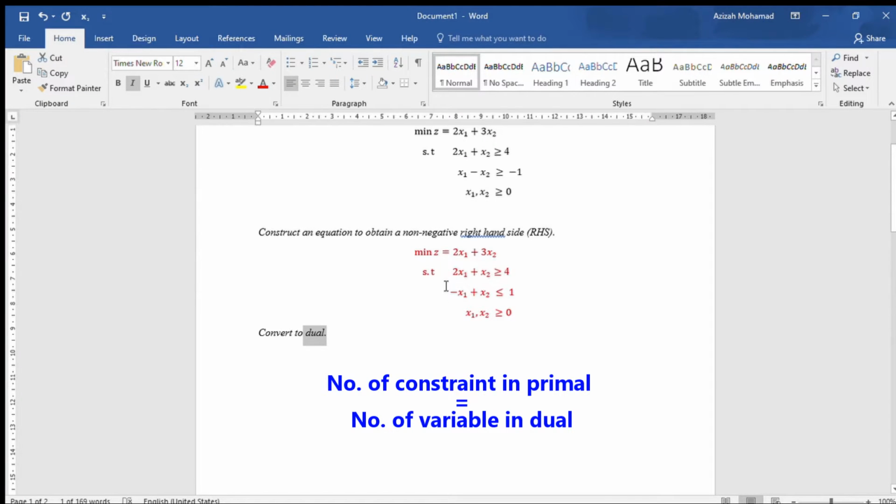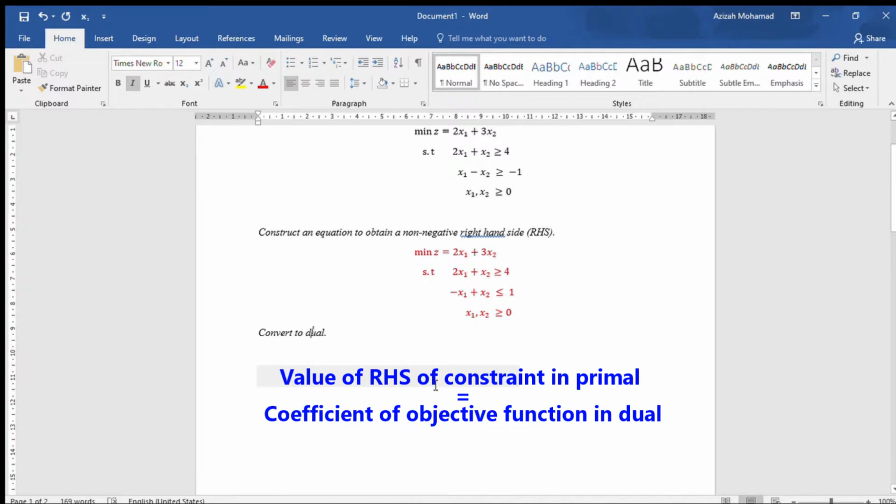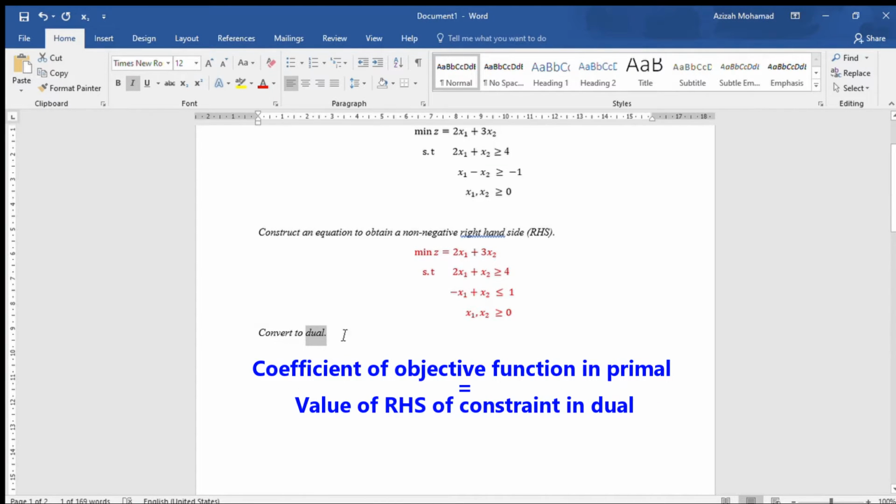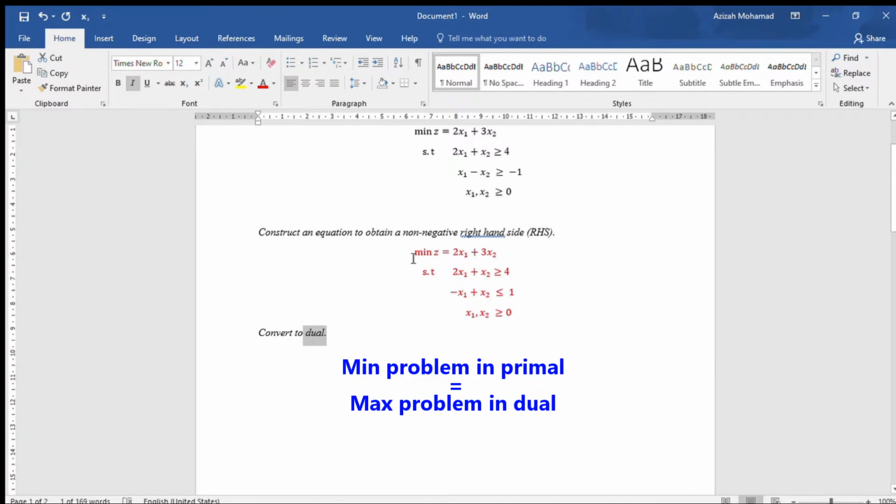Second, the number of constraints in the primal will be the number of variables in the dual. Third, the right hand side values of the constraints are equal to the coefficients of the objective function in the dual. Fourth, the coefficients of the objective function from the primal are equal to the right hand side of the dual. And lastly, if the primal is a minimum problem, the dual will be a maximum problem.